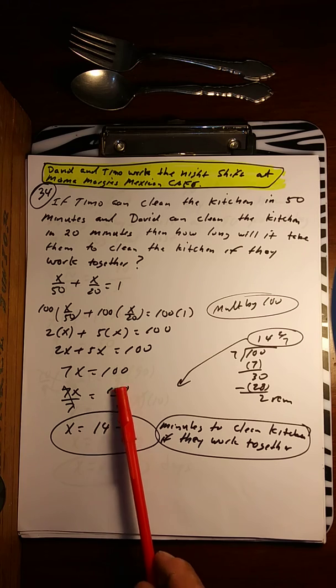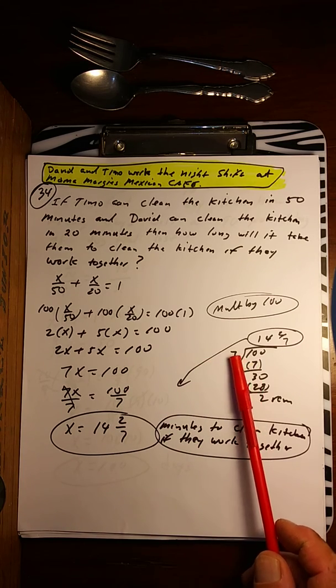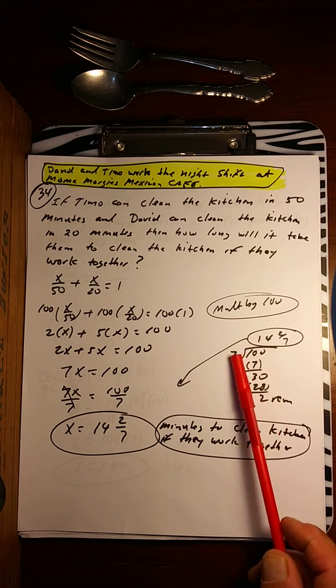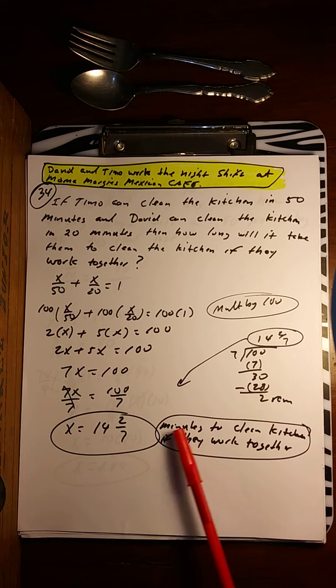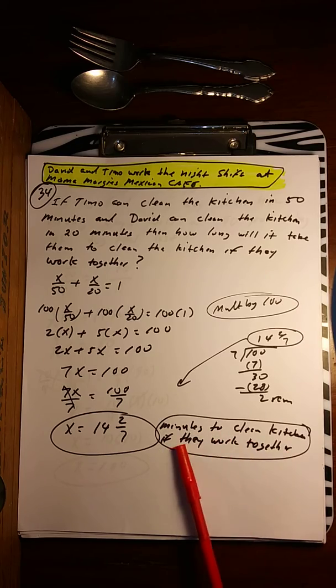So x. In this one, let's do the long division here. 7 divides 100 fourteen times, 4 times 7 is 28, 30 minus 28 leaves a remainder of 2. So we have 14 and 2 sevenths. So it's going to take them 14 and 2 sevenths minutes to clean the kitchen if they work together.